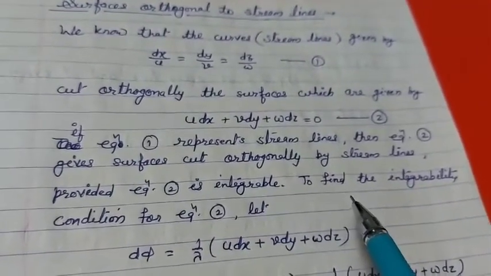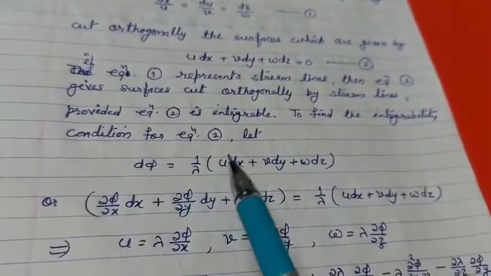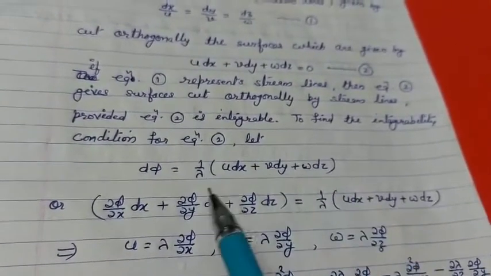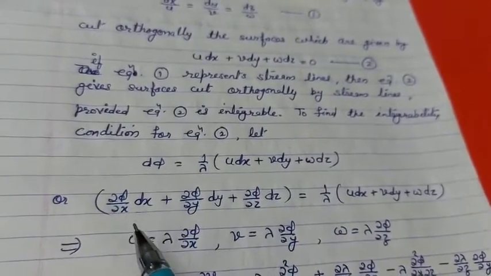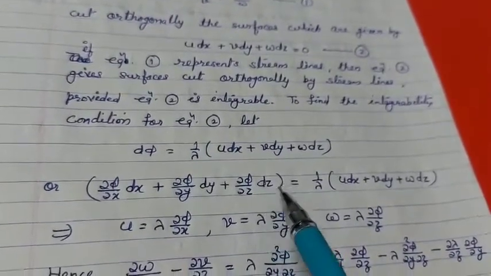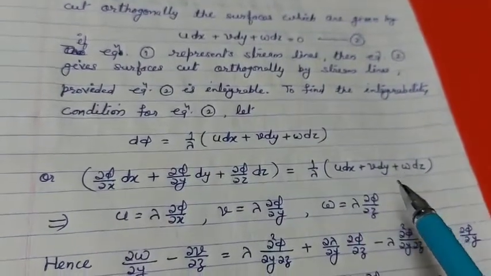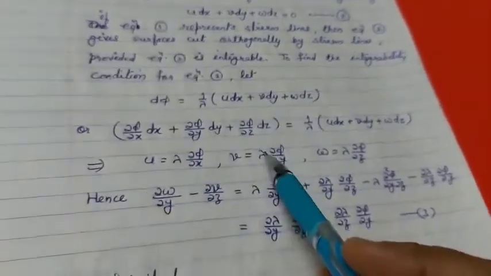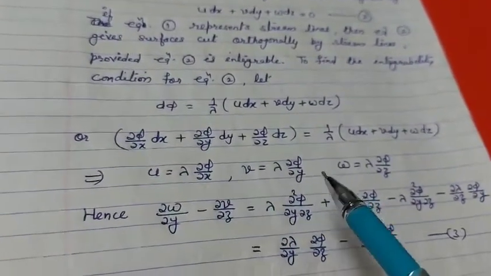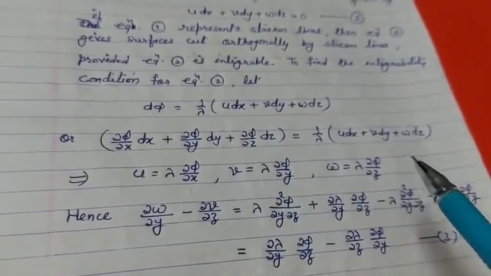Now, to find the integrability condition for equation 2, let d phi is equal to 1 upon lambda times u dx plus v dy plus w dz. Now, d phi can be written down as del phi by del x of dx plus del phi by del y of dy plus del phi by del z of dz, and the right side as it is, that is 1 by lambda times u dx plus v dy plus w dz. Now, by this result we have u is equal to lambda del phi by del x. Similarly, v is equal to lambda del phi by del y, and w is equal to lambda del phi by del z.